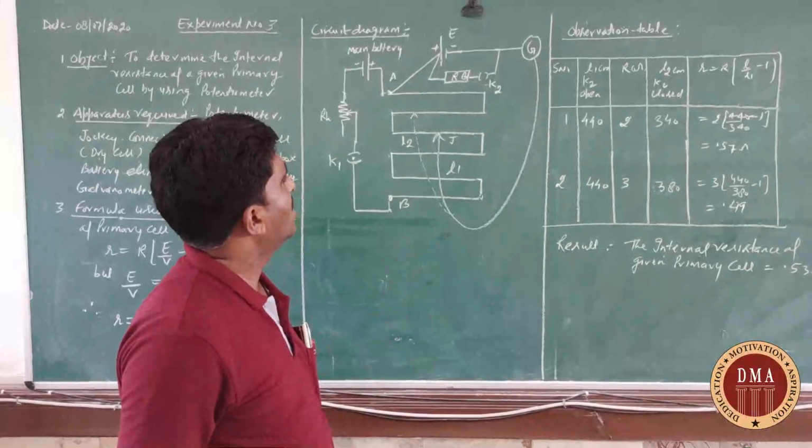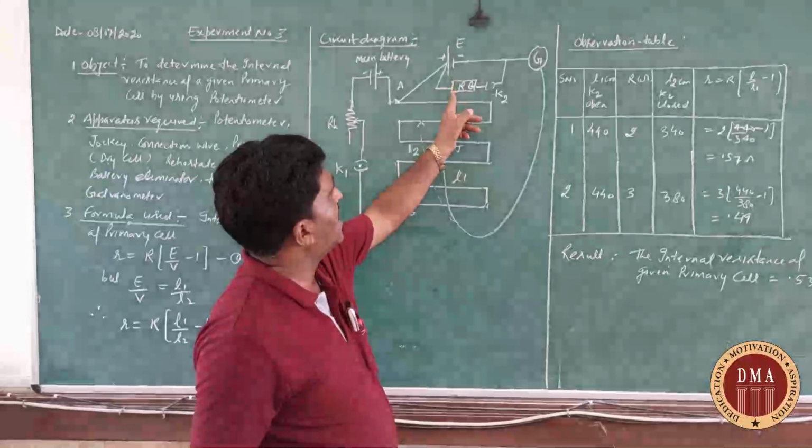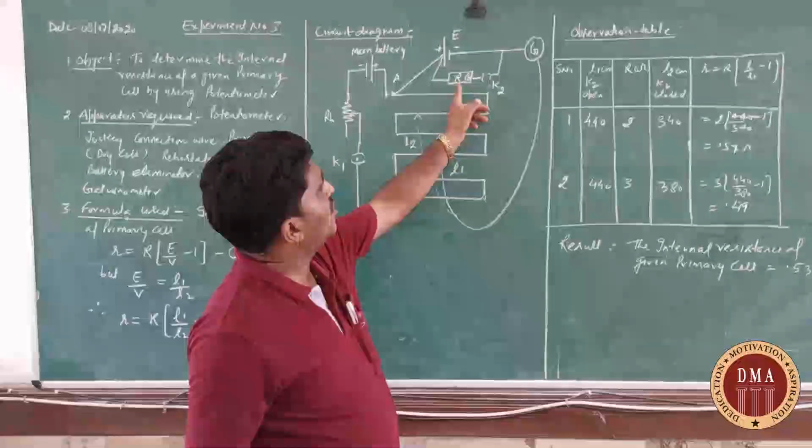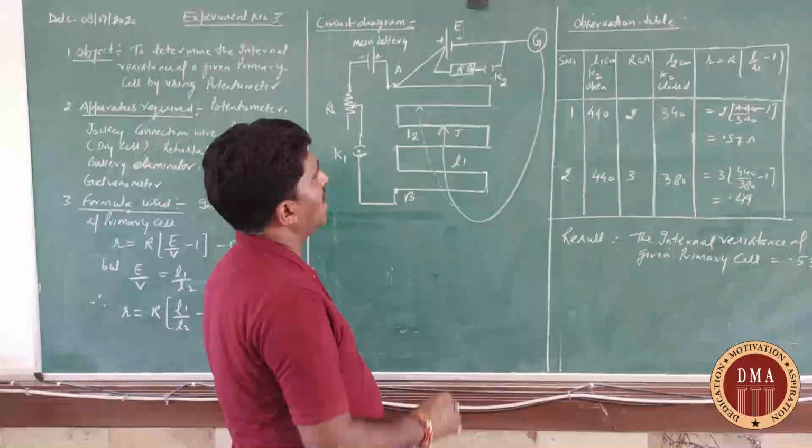And a resistance box, whose value of resistance is known, is connected across this cell. One end of the resistance box is connected to the positive terminal, and the other end of the resistance box is connected through key K2 to the negative end. Okay, and when K2 is open, how can we perform this experiment?